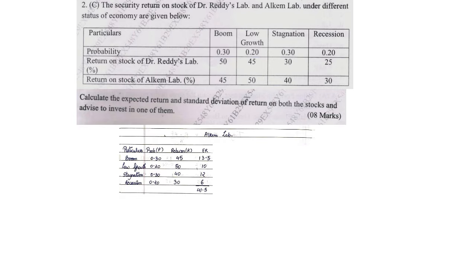Now next is R minus ER bar. So 45 minus 41.5, 50 minus 41.5, 40 minus 41.5 and 30 minus 41.5, we get these values: 3.5, 8.5, negative 1.5, negative 11.5.